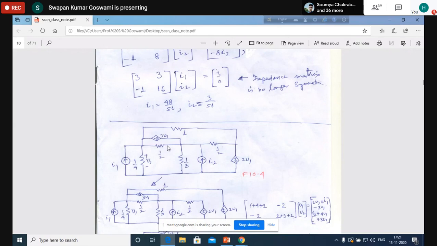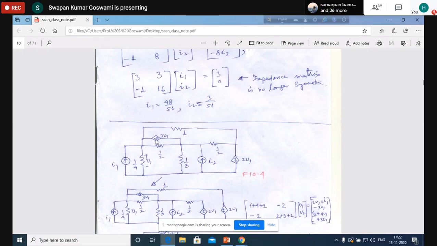Now there are dependent sources as well. 2V1 here between these two nodes is a voltage source, and 3V1 is a current source. What is V1? V1 is the voltage between this node and this node. We have an impedance of 1/4, and here the voltage is V1. If you call this node A, this node B, and this node C, with the reference node, then V1 is nothing but VA, the voltage of this node with respect to the reference. So it is VA.